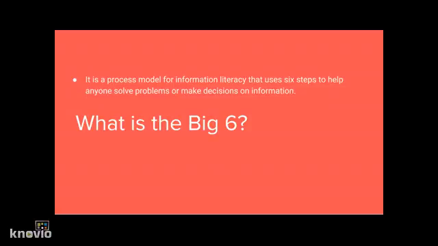So what is the Big Six? The Big Six is a process model for information literacy that uses six steps to help anyone solve problems or make decisions based on information. While this might seem like too much information for you to process, do not worry. It's fairly easy to understand.